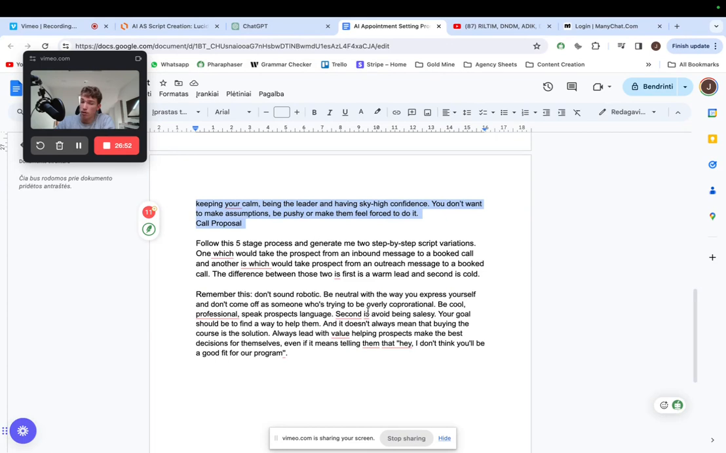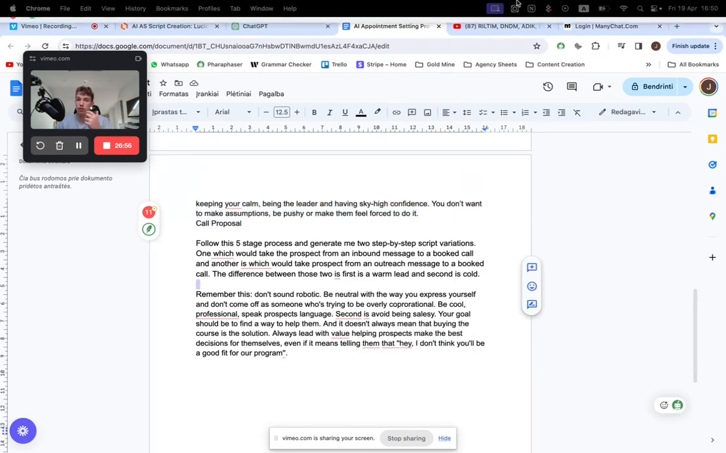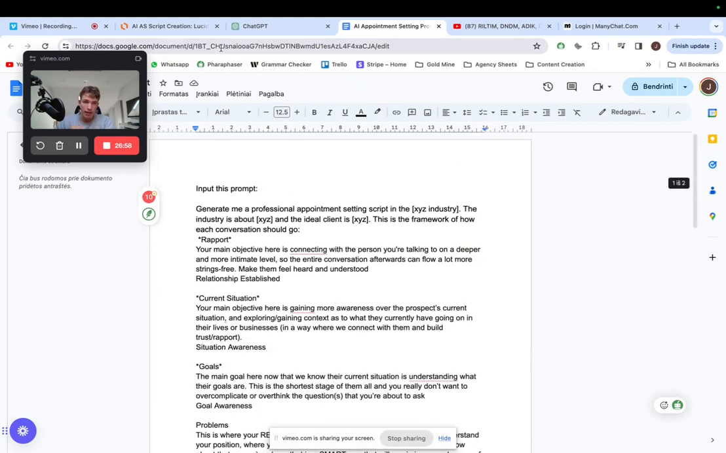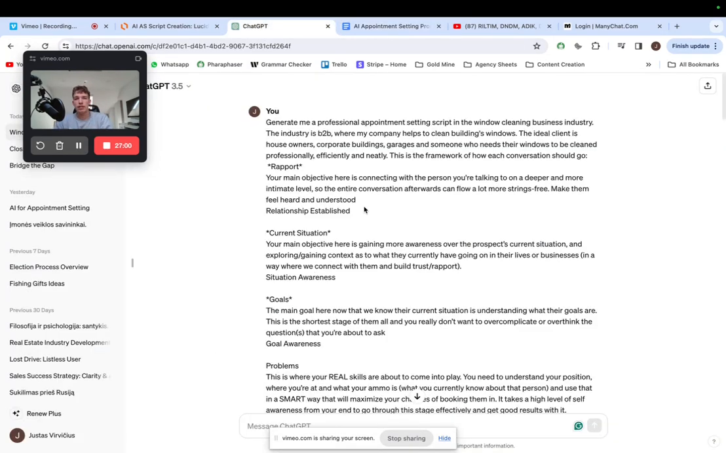I give some more instructions, just as much info as possible for the GPT to be able to give a good answer. So yeah, I did this already. Let's just see how it did. I actually wanted to go with a very, very unique case.